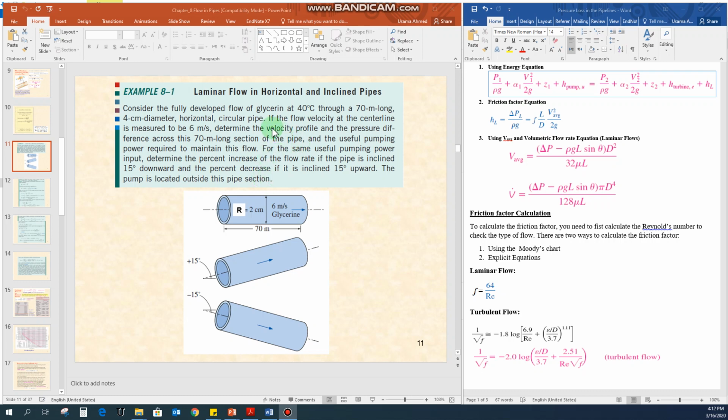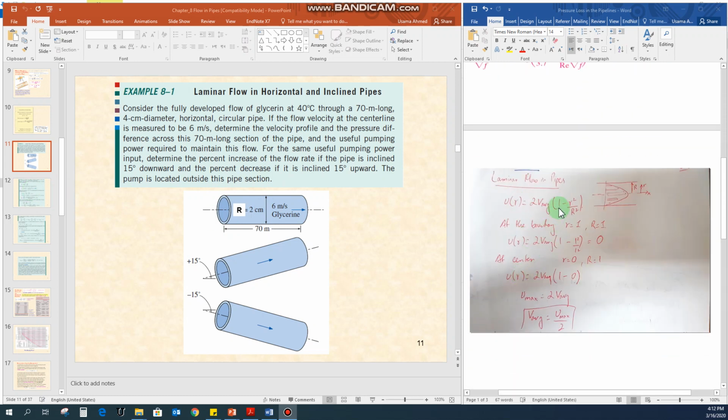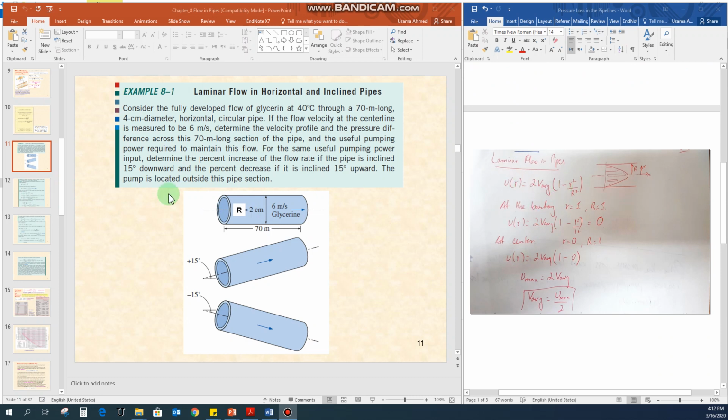Now to calculate this velocity profile, the equation that we can use is the equation for the flow in the pipeline. The velocity profile u(r) is equal to 2 times the average velocity multiplied by 1 minus small r squared divided by capital R squared.